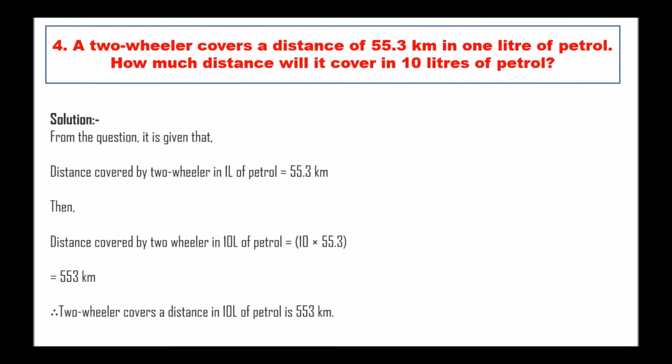Fourth question is, a two-wheeler covers a distance of 55.3 km in 1 liter of petrol. How much distance will it cover in 10 liters of petrol? So distance covered by two-wheeler in 1 liter of petrol equals 55.3 kilometers. If in 1 liter it is 55.3 kilometers, then in 10 liters how much will it be? So 10 into 55.3 kilometers, that is 553 kilometers. So the two-wheeler covers a distance of 553 kilometers in 10 liters of petrol.